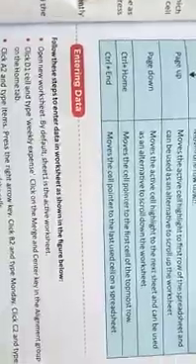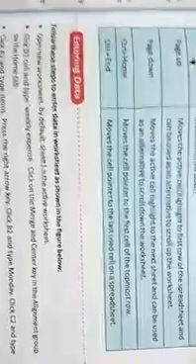Control plus Home moves the cell pointer to the first cell of the topmost row. Control plus End moves the cell pointer to the last used cell on the spreadsheet. So these are the different functions present in the worksheet.